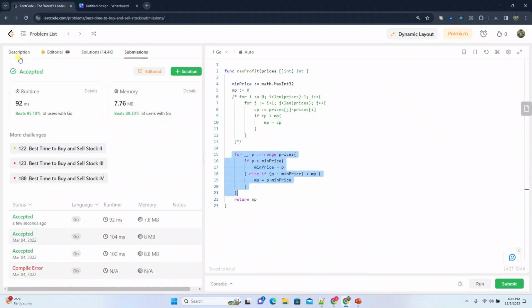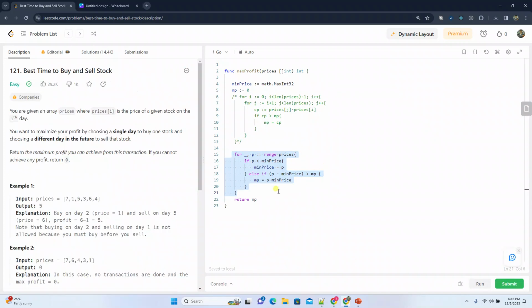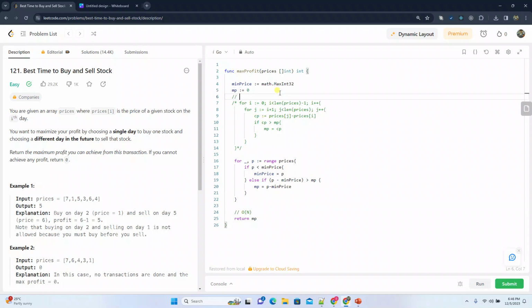This is O of n time complexity, because we are just iterating with only one pass. So this solution is O of n, because one time. The first solution is brute force, which is n square. Okay, n square solution.